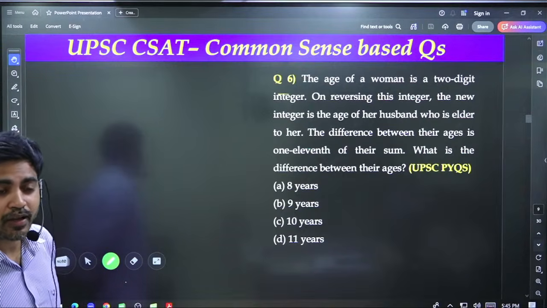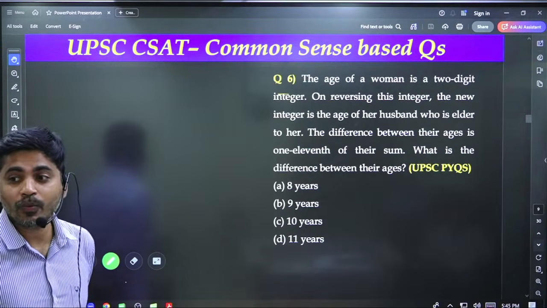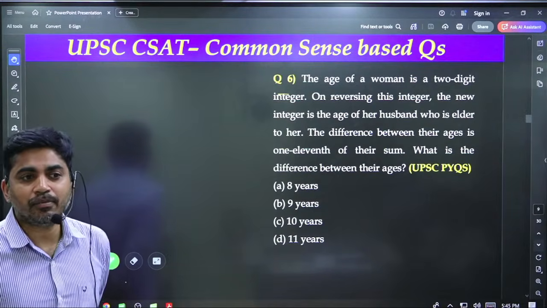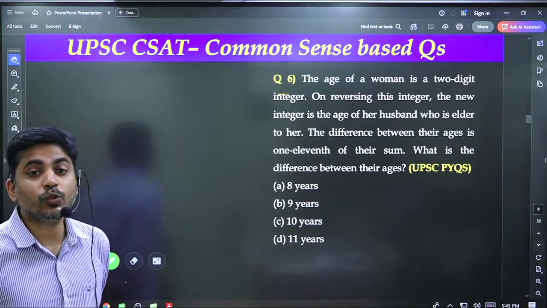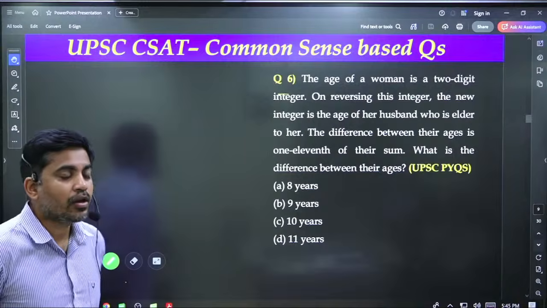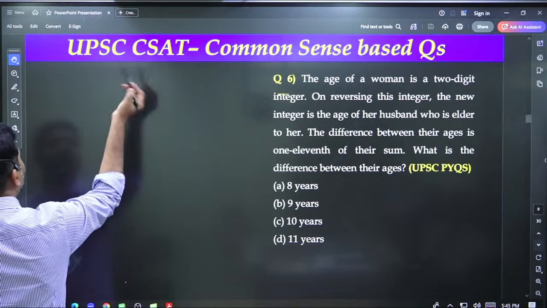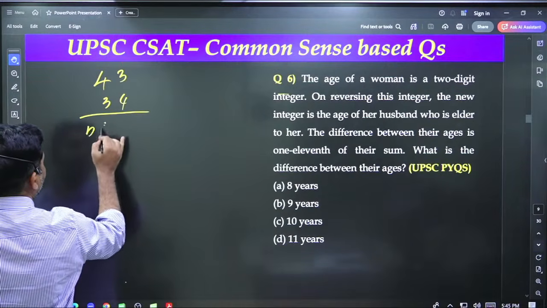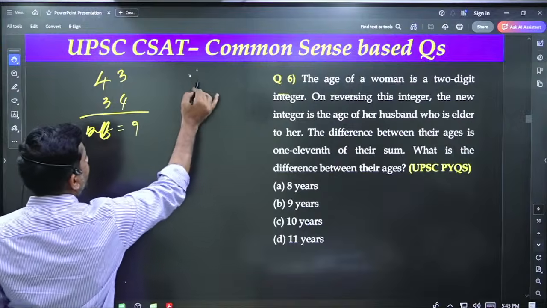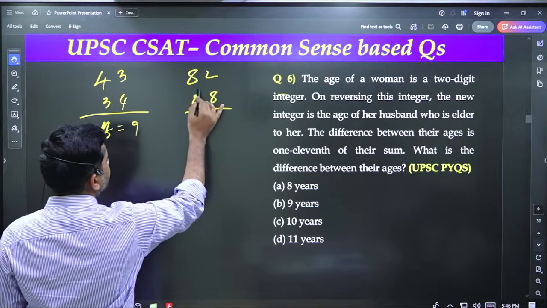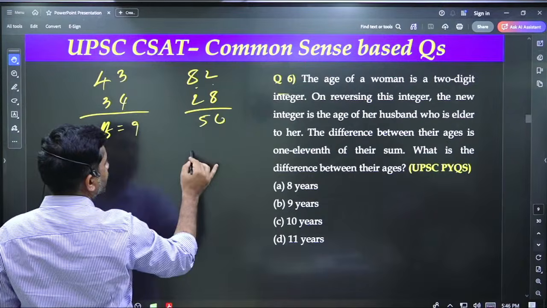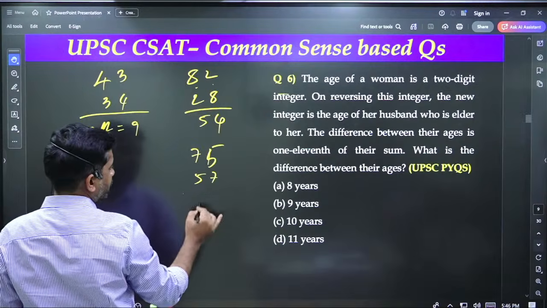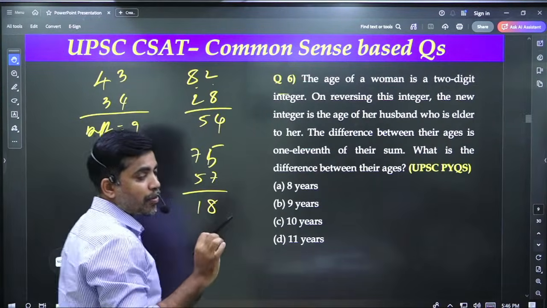Without doing anything, we can answer this question. How? If you study basic number systems, we will discuss 2-digit number properties. If you take any 2-digit number, say for example 43, reverse number 34. What is the difference? Here in this case it is 9. 82, 28. What is the difference? 54. 71. No. 75, 57. What is the difference? 18. So this is the property.